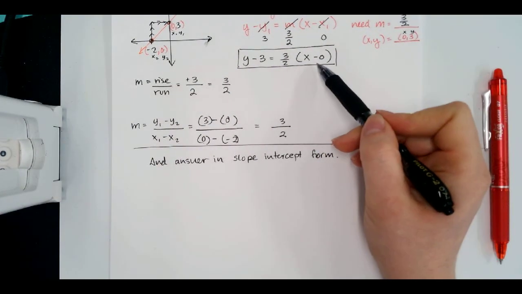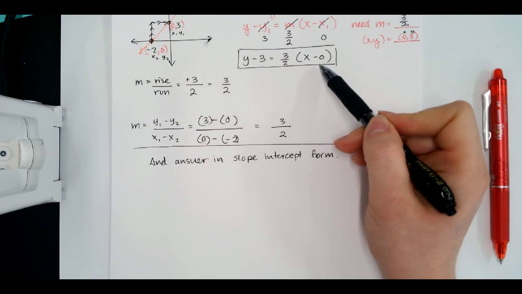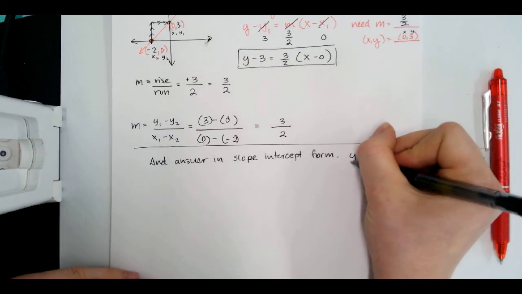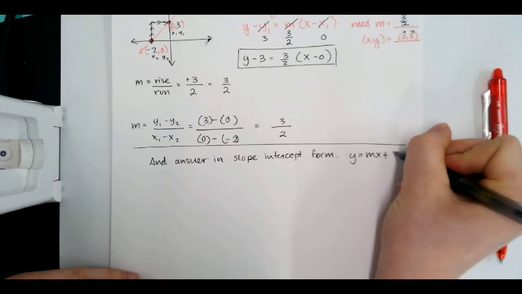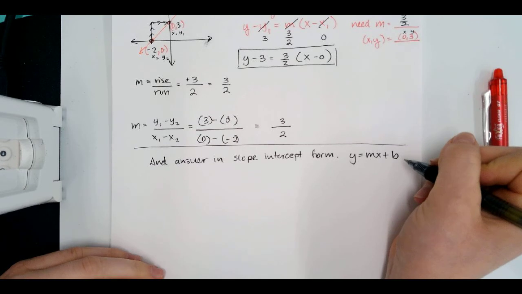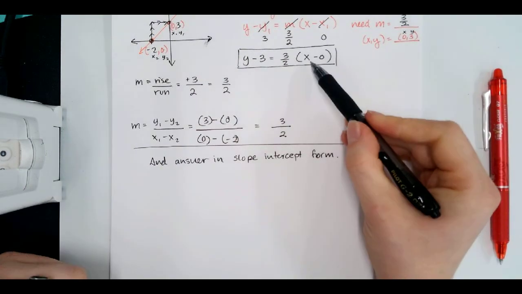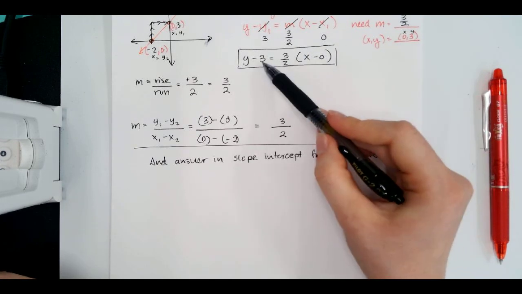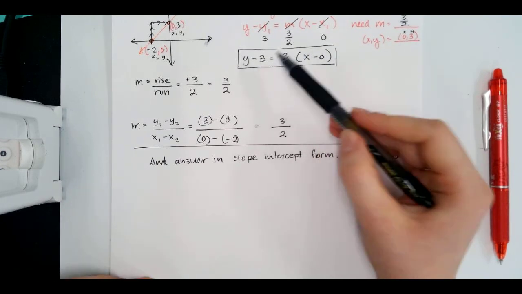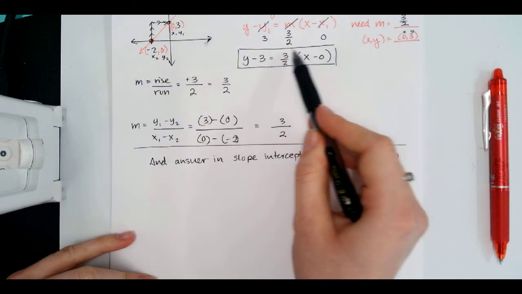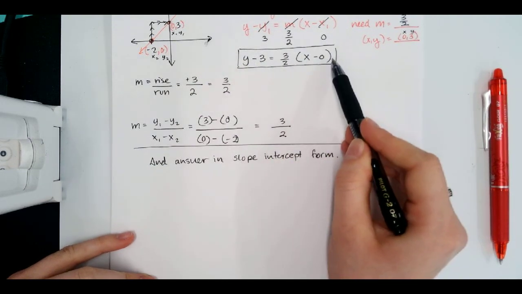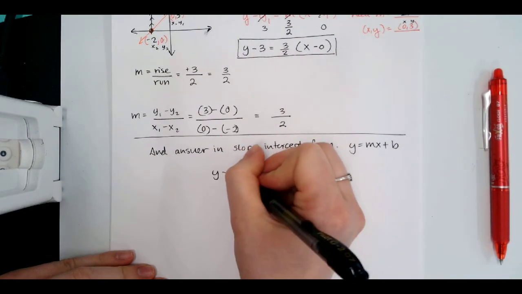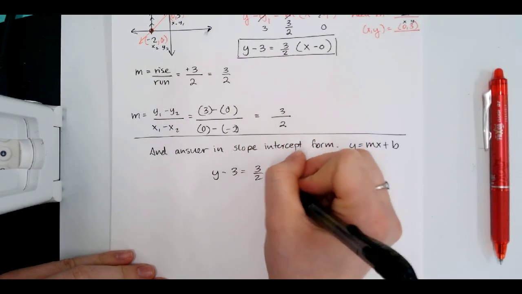Is that slope-intercept form? Well, remember, what is slope-intercept? Slope-intercept form is y equals mx plus b, which means I need to get y by itself. So when I look at my equation, is y by itself? No, it is not. We have that negative 3 there. All right, so to get this equation, which is normally perfectly acceptable, into slope-intercept form, I need to get y by itself. So y minus 3 equals 3 over 2 times x minus 0.